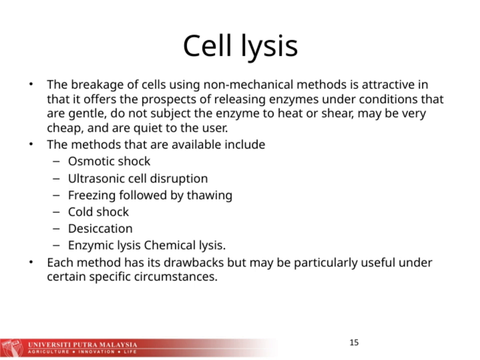Some of the available methods include osmotic shock, ultrasonic cell disruption, freezing followed by thawing, cold shock, desiccation, enzymic lysis, and chemical lysis. Each of these has its own advantages and limitations, so choosing the right method depends on your specific circumstances and the type of cells you're working with. While none of these methods are perfect, they can be particularly useful when you need a gentle, inexpensive, and quiet way to lyse cells without compromising enzyme activity. Understanding these options helps us optimize our processes and tailor our approach depending on the situation.